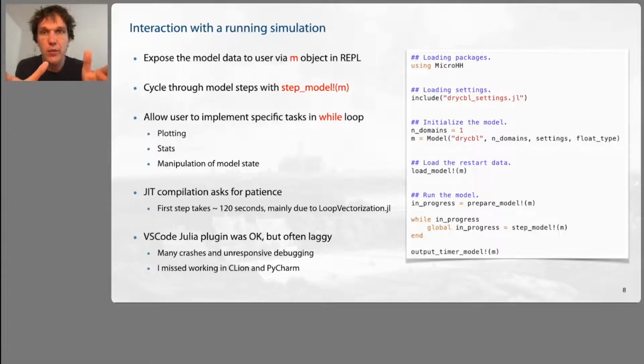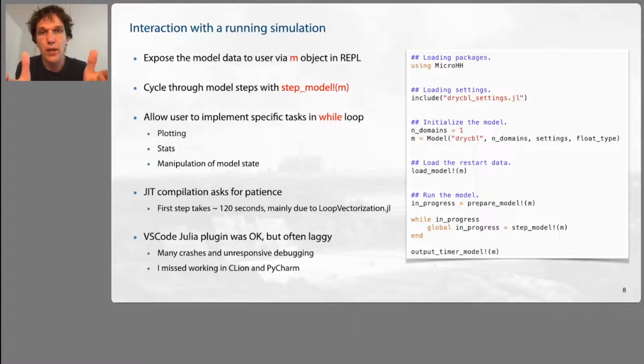Then also the interaction with a running simulation was very nice in Julia. Here you see, for instance, a script on the right that we would give to a student to work with, and this is all they need to see. It loads the settings of the model, then initializes a model object that contains all the settings of the model and the solvers. It can then load data, so we can save a state of the atmosphere, how the turbulence looks at that moment, to disk. We can load it, and then the student can start a simulation. Each time it calls a step model function, it goes one step further.